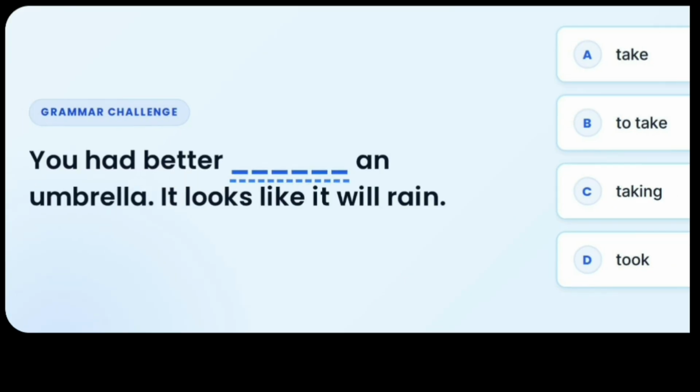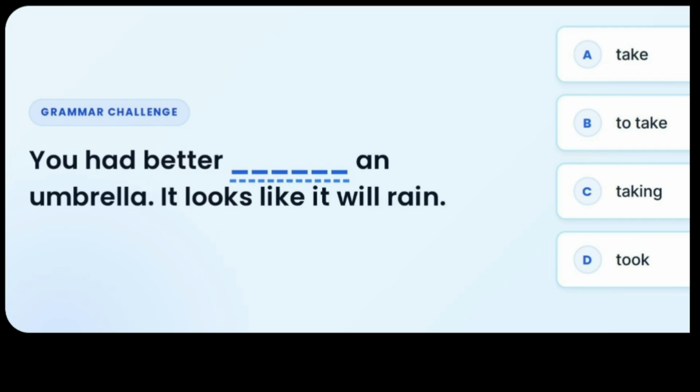58. You had better dash an umbrella. It looks like it will rain. A. Take. B. To take. C. Taking. D. Took. Pause the video and challenge yourself, student.